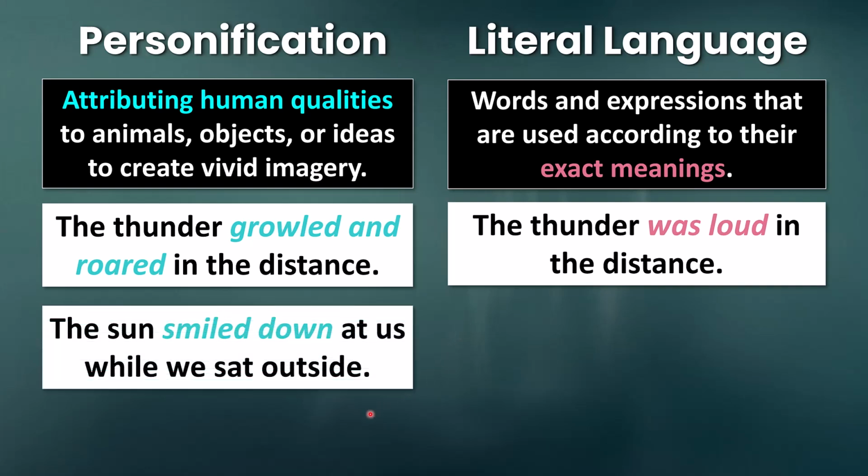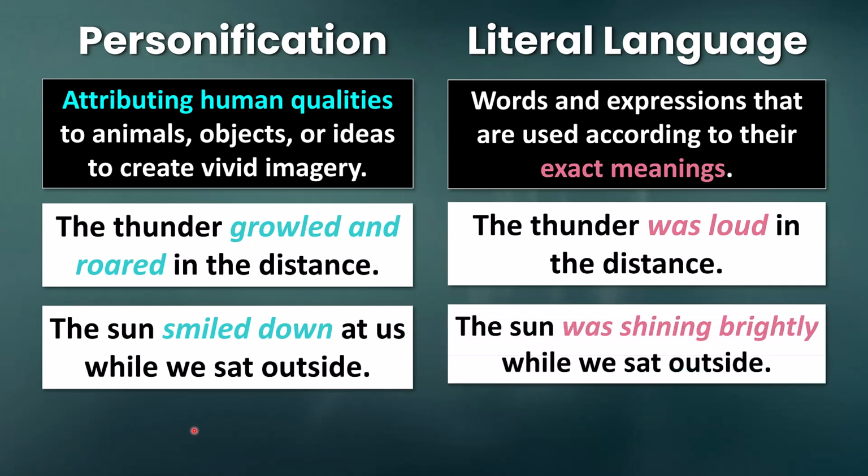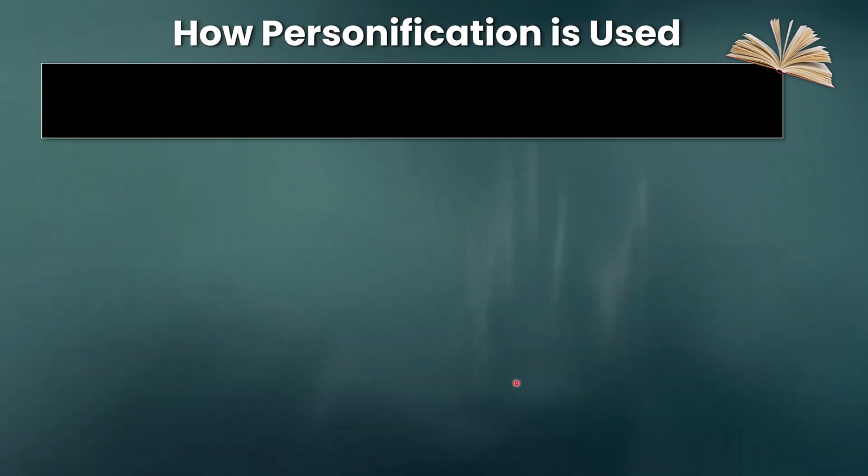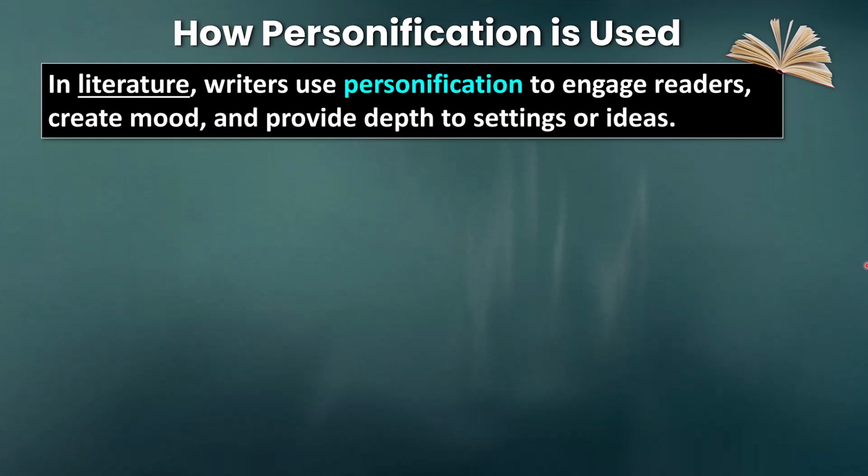Here's another example. The sun smiled down at us while we sat outside. Now, the sun can't actually smile. People smile. So personification is used here to make the sun sound cheerful and happy. Using literal language, we would say the sun was shining brightly while we sat outside. So remember that as long as non-living things or abstract concepts are given any qualities of living beings, it's considered personification.